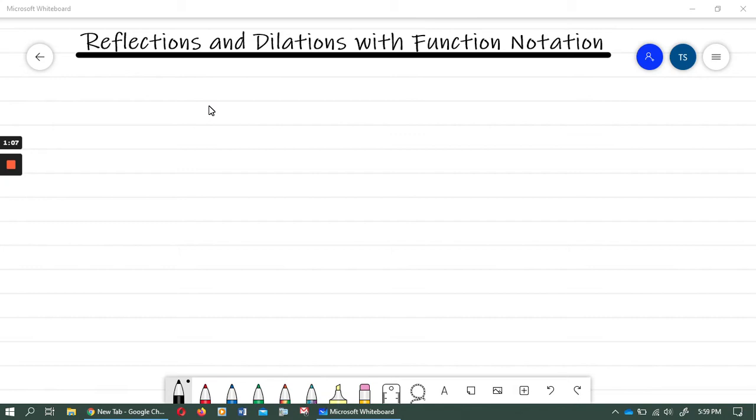And a dilation, guys, is a type of transformation that stretches or shrinks, or in other words, it either enlarges, makes it get bigger, or reduces, makes it get smaller. With dilations, there's usually a center of dilation, and there's a certain scale factor as well.